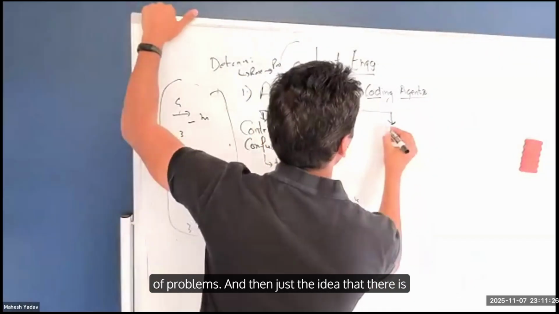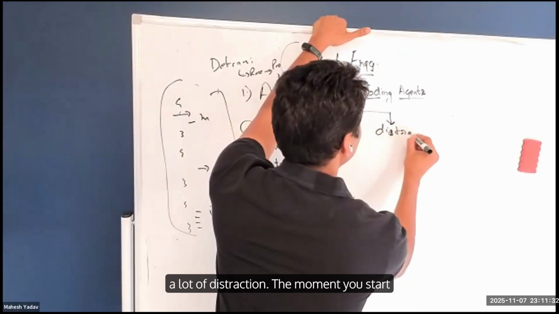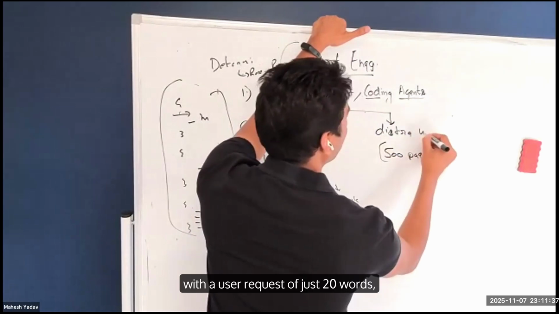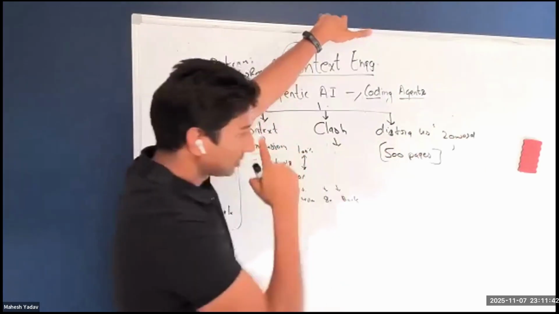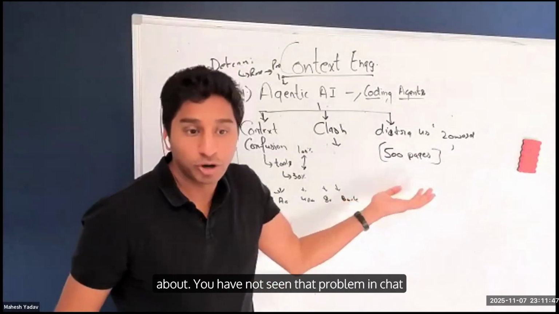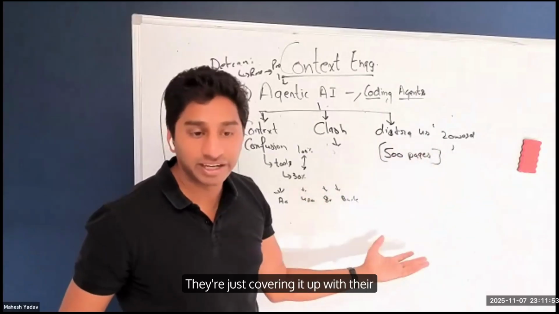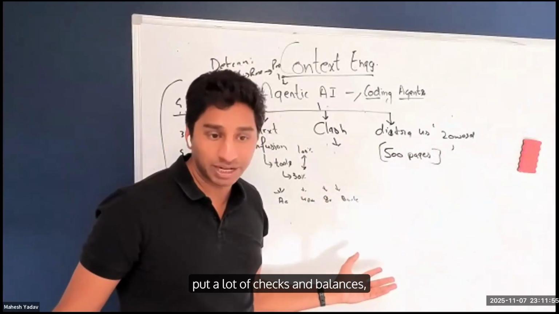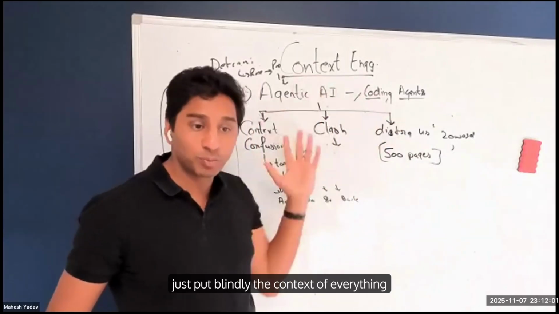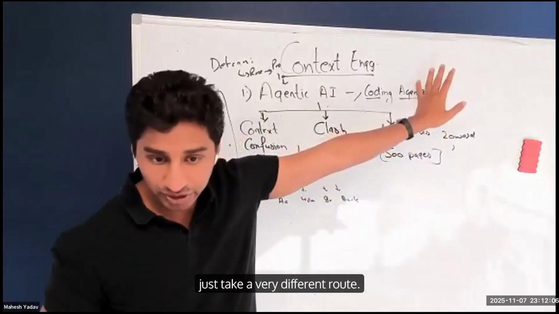And then there is the idea of distraction. The moment you start sending 500 pages of information with a user request of just 20 words, there's too much information, and the models sometimes don't even know what they're talking about. You have not seen that problem in ChatGPT, but behind the scenes it's happening. They're just covering it up with their guardrails, because they have put in a lot of checks and balances, which you can't afford. So in your agents, if you blindly put in the context of everything and keep adding it, you will see it will take a very different route.